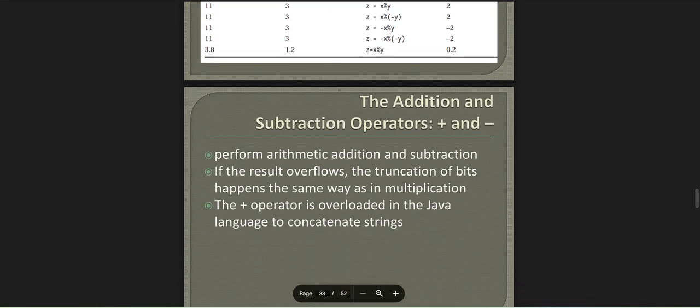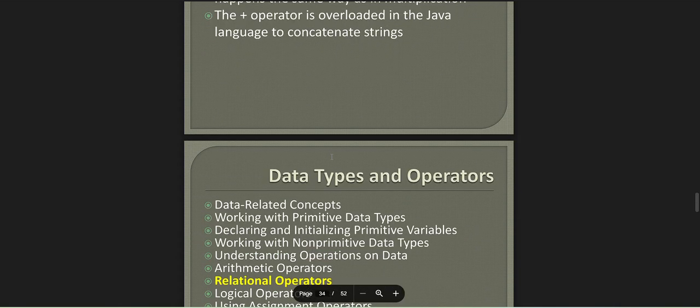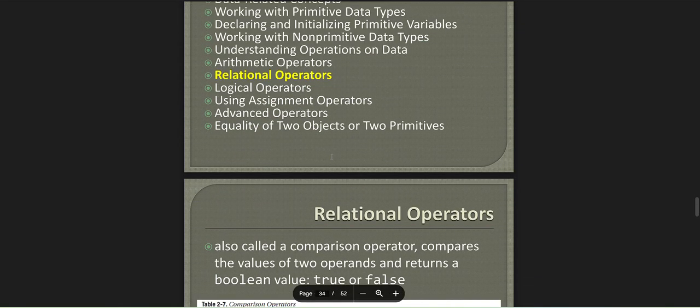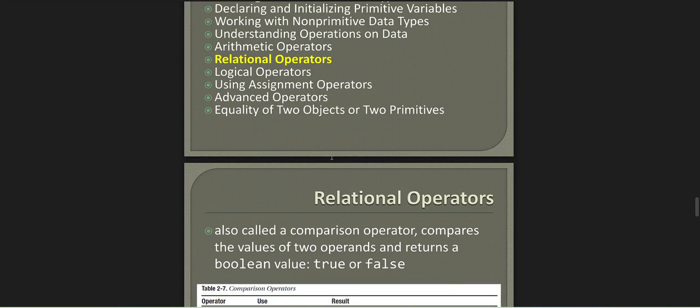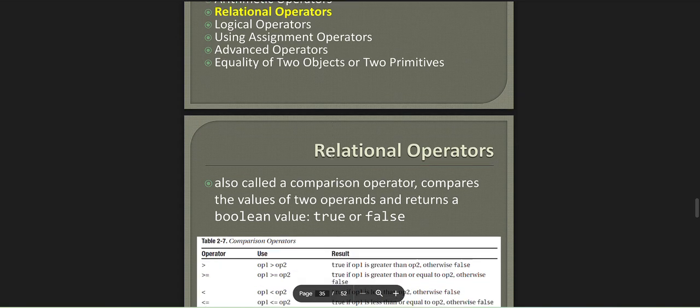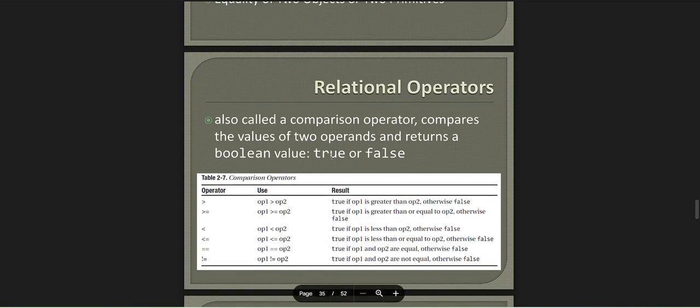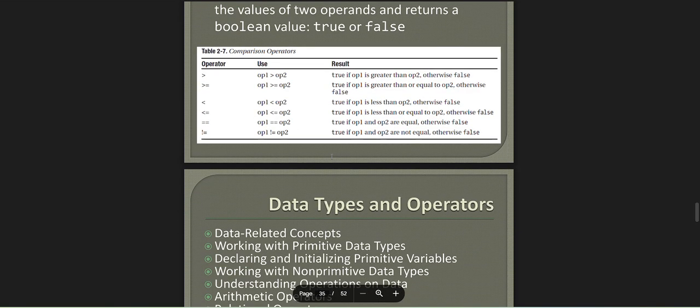3.8. The addition and subtraction operators, apart from arithmetic addition and subtraction, can result in overflow. The truncation of the bits happens in the same way as with multiplication. The plus operator is overloaded in the Java language and is also used to concatenate string data. Relational operators are also called comparison operators. They compare the values of two operands and return a boolean type.